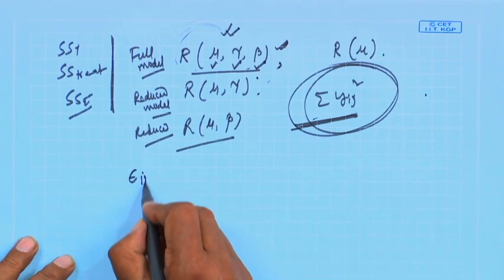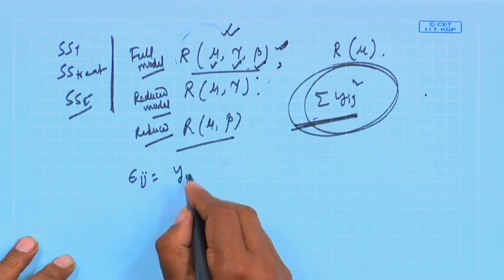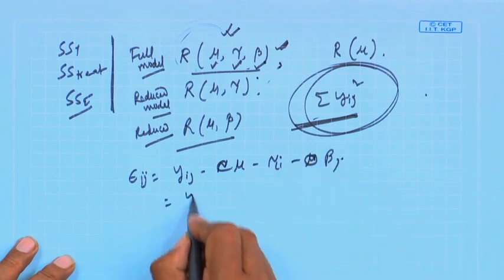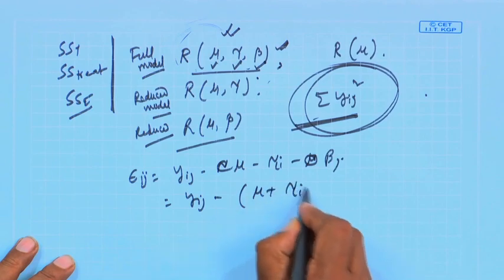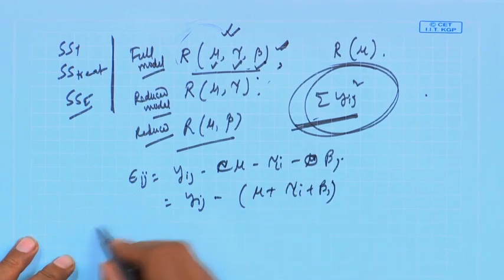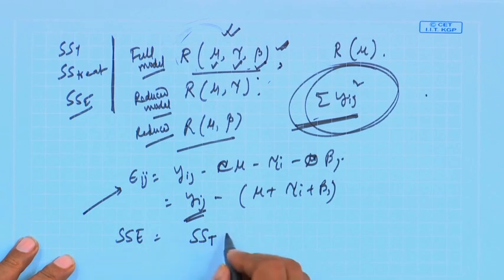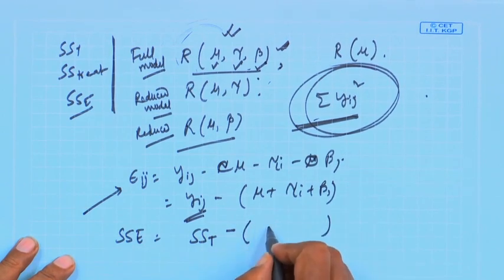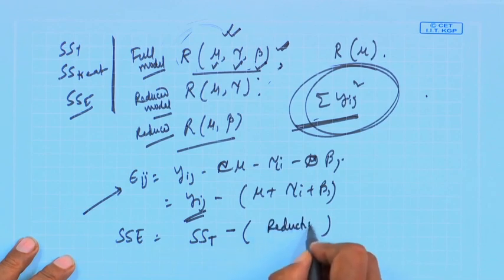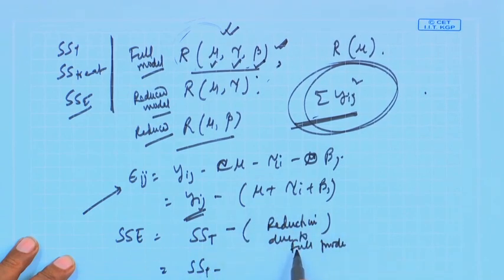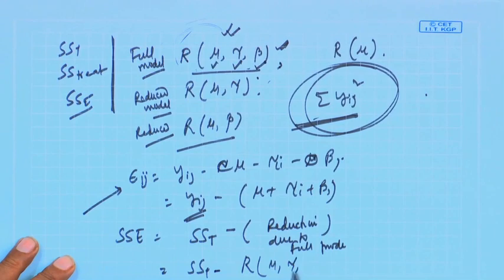We know that epsilon_ij equals y_ij minus mu minus tau_i minus beta_j. So, the sum square here is SSE, this one will give us SST, and this one is the reduction due to the full model. This can be denoted as R(mu, tau, beta).